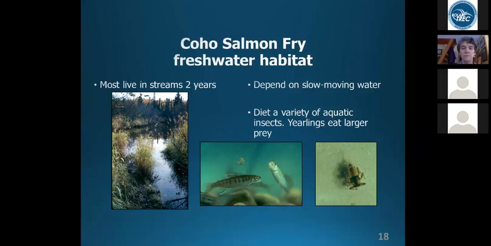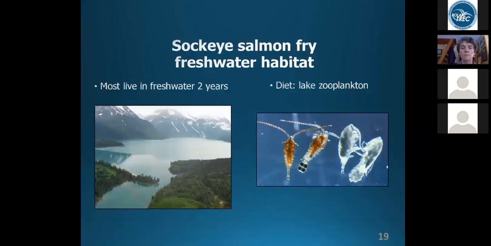So sockeye salmon, as I mentioned, are very closely associated with lakes. And as soon as the fry hatch, they either move upstream or downstream to the nearest lake. And then most of them live in that lake system for 2 years. In a few cases, they're actually in lakes longer. And they feed on zooplankton.